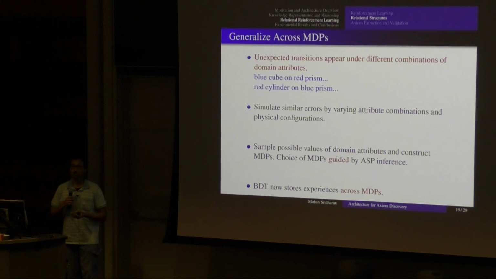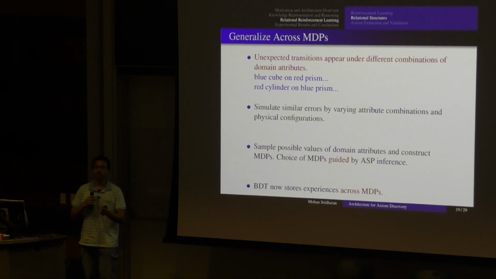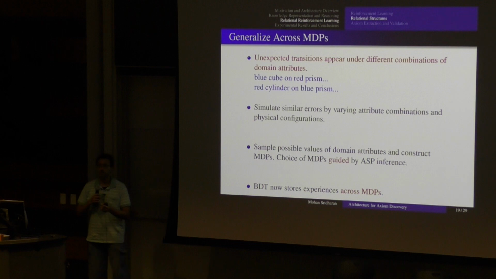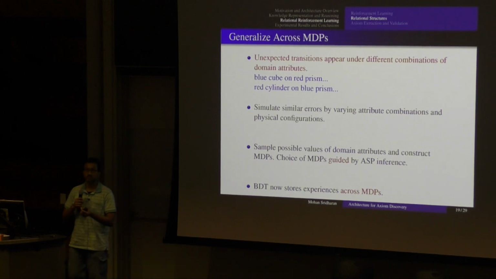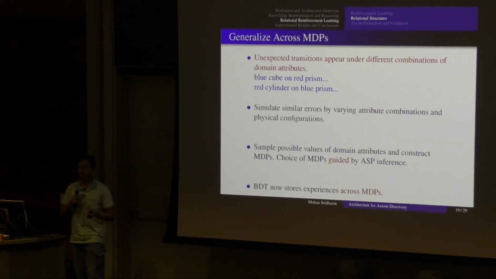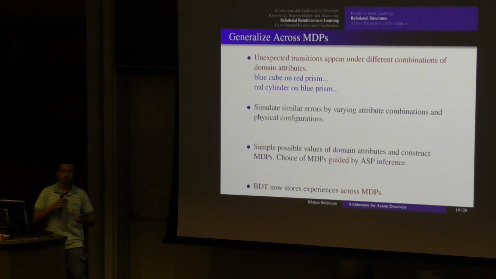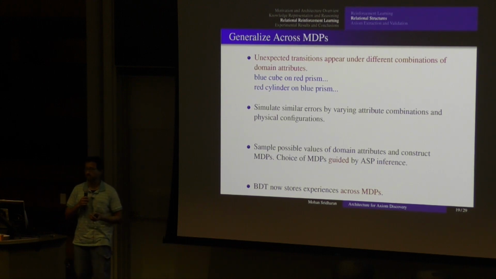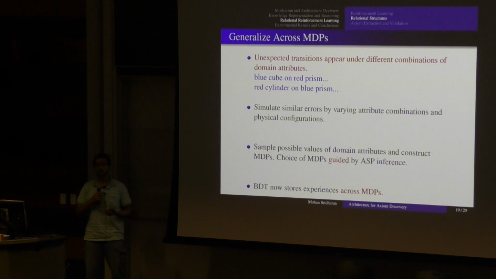So what we do therefore is we use this ASP-based inference not only to figure out what is relevant, but also to say what properties I should explore further, right? Maybe I should explore color and shape and size further in order to figure out a more generic version of this, in this case the axiom that nothing should be placed on a pyramid, or a prism, right? So the choice of different MDPs is constructed by ASP-based inference. You explore it, and the binary decision tree now captures your experiences across these different Markov decision processes.